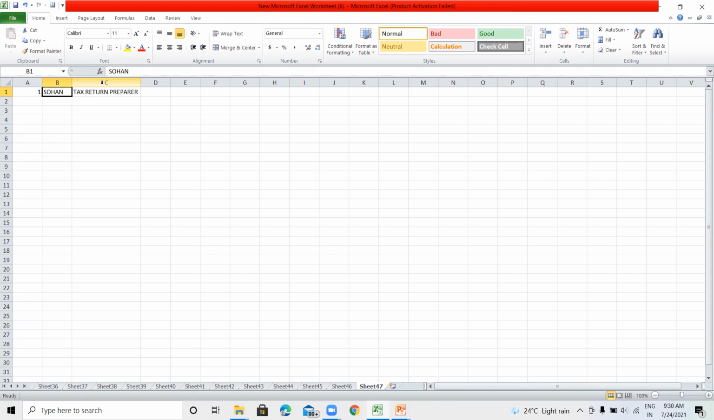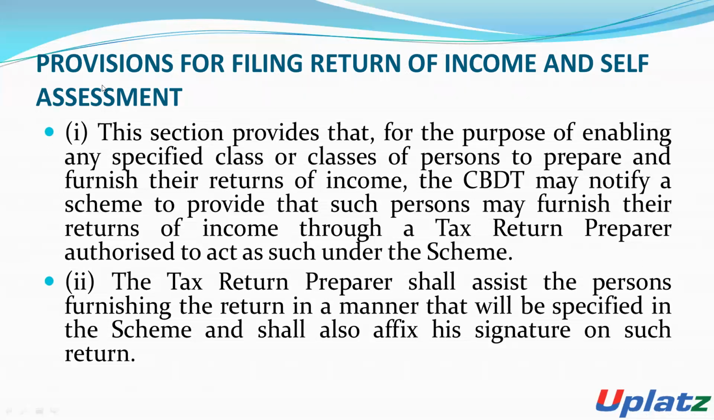So the CBDT has the power to notify the persons who will prepare the return and file it on behalf of the assessee, and they will be known as tax return preparers. All of them are authorized by the CBDT under the scheme. The tax return preparer shall assist the person furnishing the return in the manner specified in the scheme, and shall also affix his signature on such a return. Such tax return preparers will prepare and furnish the income tax return in the manner specified under the scheme, and will affix their signature on the return.